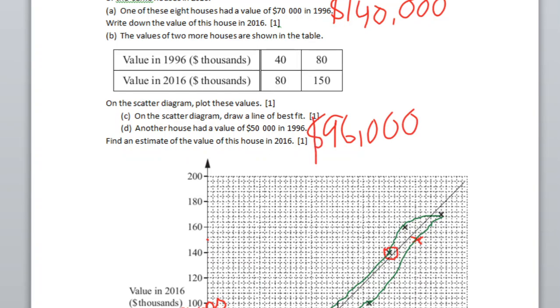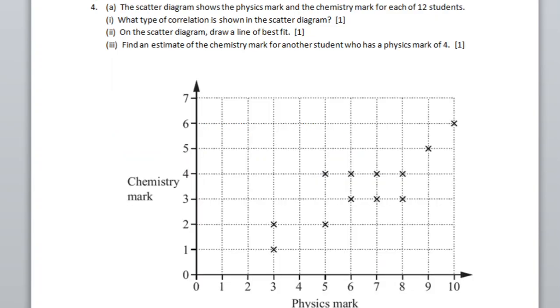End of question number 3. Question number 4. The scatter diagram shows the physics marks and the chemistry marks for each of the 12 students. So we have 12 crosses drawn. And what type of correlation is shown? Since the data is going in an upward direction, it has a positive correlation. So the answer for part 1 is positive correlation.